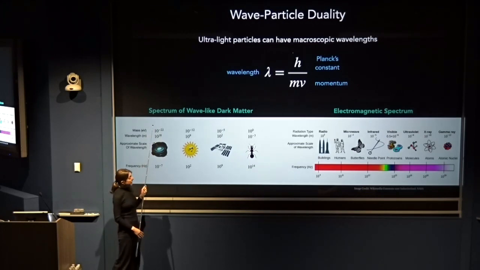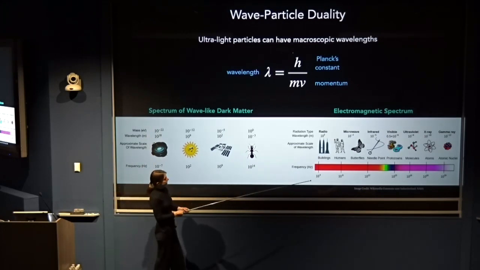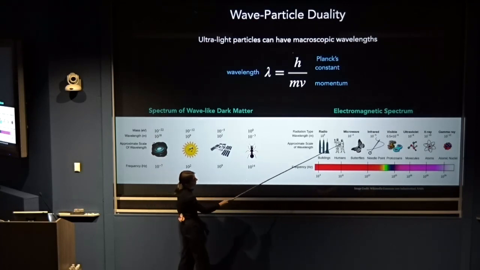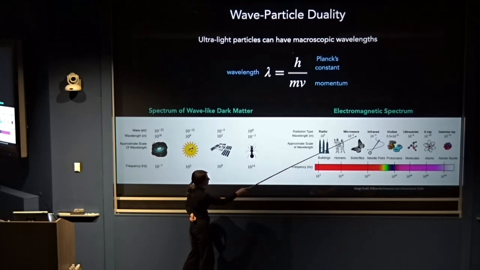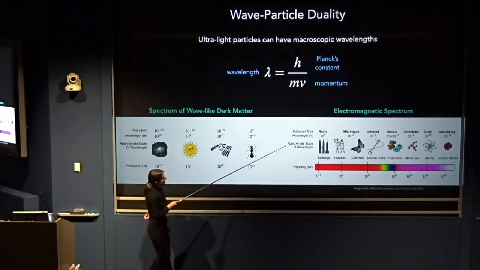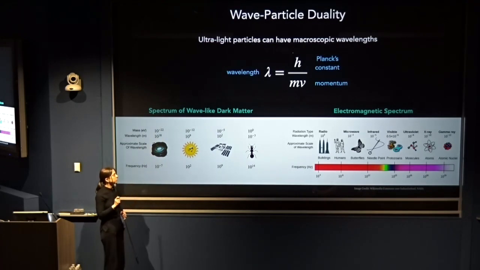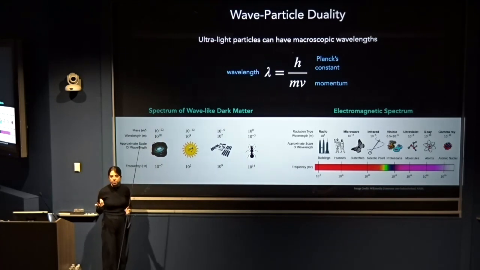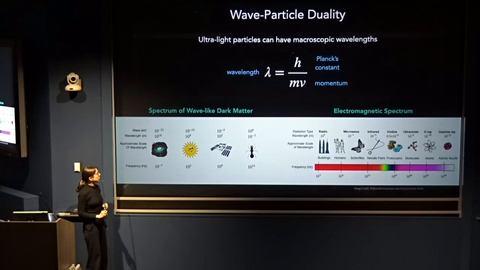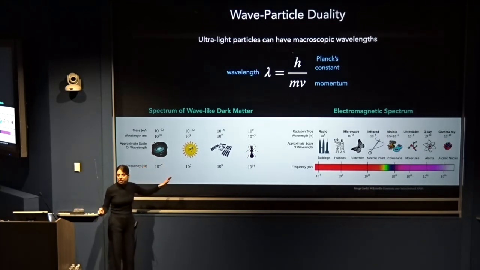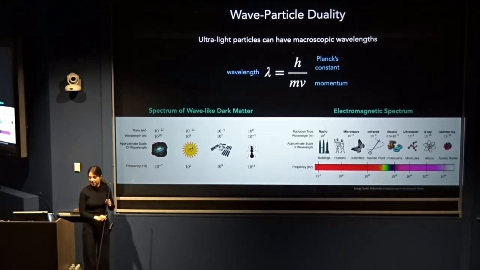And for perspective, here's the electromagnetic spectrum. Our dark matter waves essentially fall from between microwave to infrared, down to radio, and way, way, way below radio in terms of a comparison to the wavelengths that we're referring to here. So there's really an incredibly wide range of lengths that we're talking about.